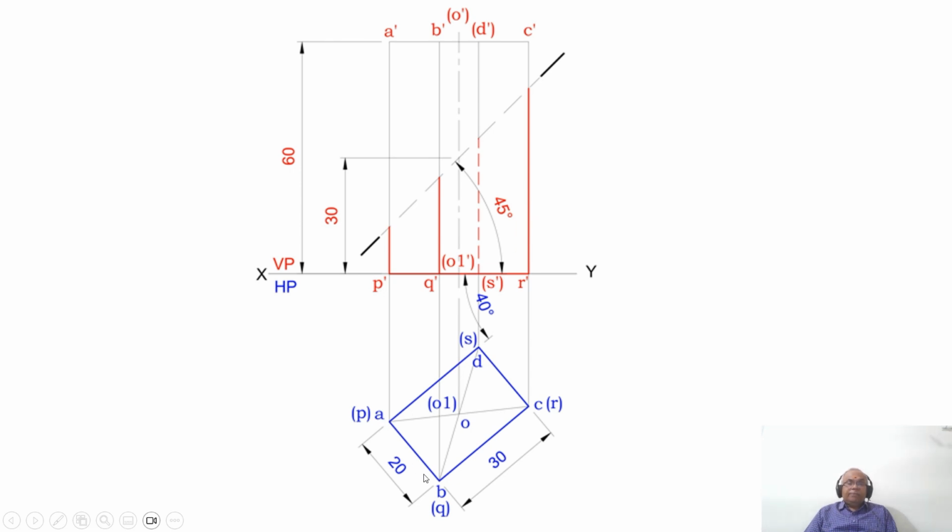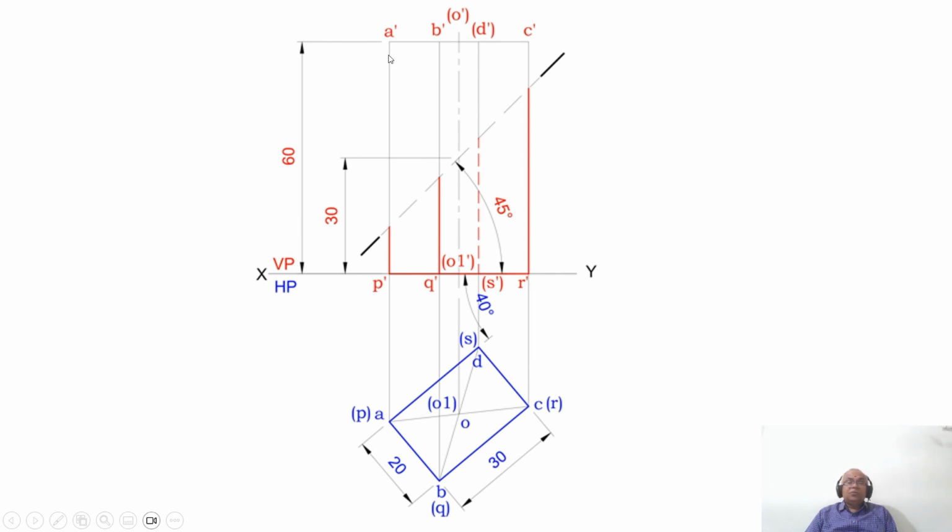So here AP, PQ, CR and DS all are parallel to VP. So therefore you are getting the true length in VP. Suppose you consider A dash to P dash, it is still visible, but since the section plane is cutting on this, that visible edge also has been seen here.